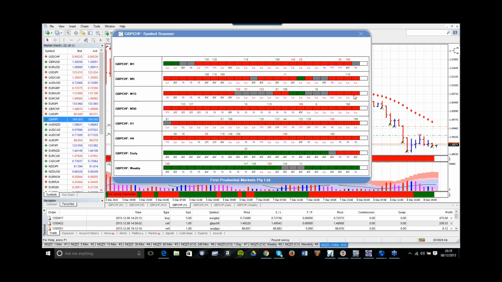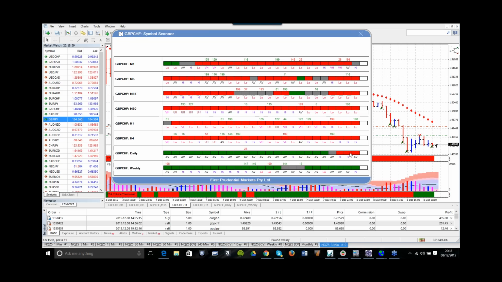Now, looking at this scanner on the daily chart, and remember, this last block would be the time frame that's just filled. This is a 1-minute chart. This is a 5-minute chart. This is a 15-minute chart. This is a 30, an hourly, and a 4-hourly, and a daily chart. Looking at this information, would you be short or long in this instrument?